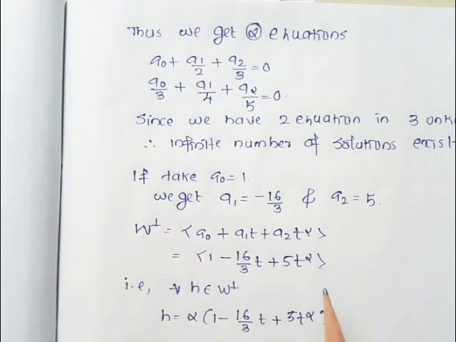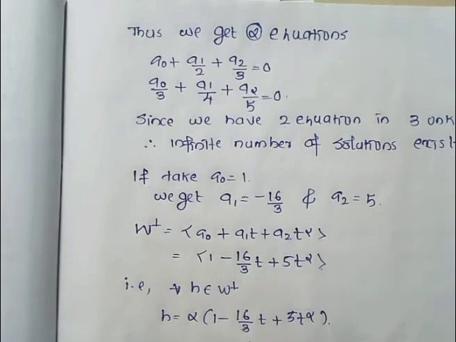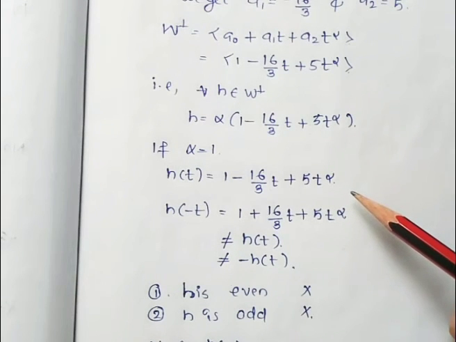So every element in W perp, that is, for all h belonging to W perp, is of the form h equal to alpha times (1 - (16/3)t + 5t²). We conclude that this is the general form of h. If we put alpha equal to 1, because alpha can be any real number, we get h of t equal to 1 - (16/3)t + 5t².